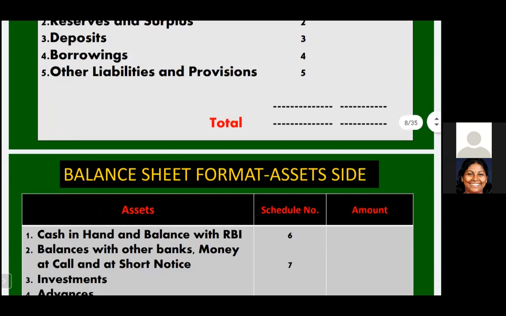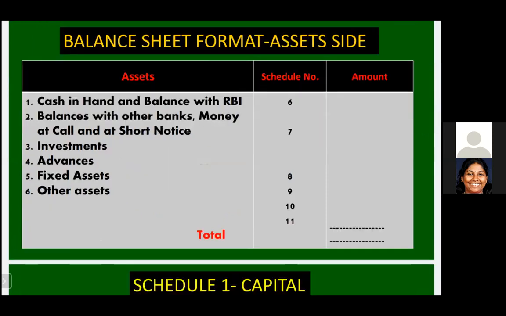Next is the asset side. Under the assets, we have six schedules. The sixth schedule is cash in hand and balance with RBI. The seventh one is balance with other banks and money at call and short notice. Sorry, the eighth one is investments. The ninth one is advances. The 10th one is fixed assets. And the 11th one is other assets.